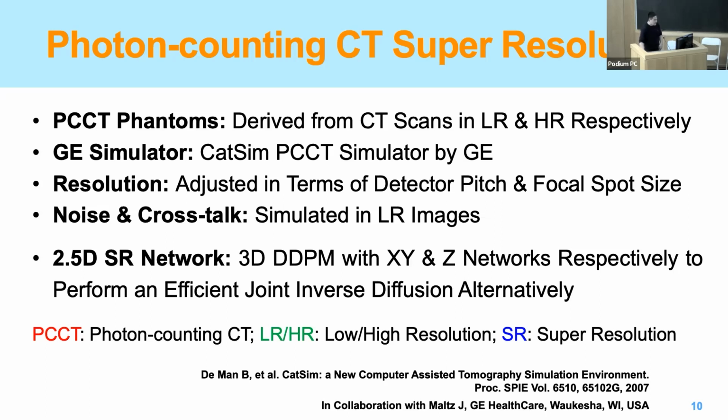In this project, we developed a 2.5D super resolution network because we found directly adapting the 2D diffusion model to 3D CT data is very challenging. Specifically, it is very challenging to get it converged. So we trained two 2D networks using in-plane and through-plane slices. And then we developed an efficient joint inverse diffusion process that alternately does the inference to keep the results from all 3 directions consistent.